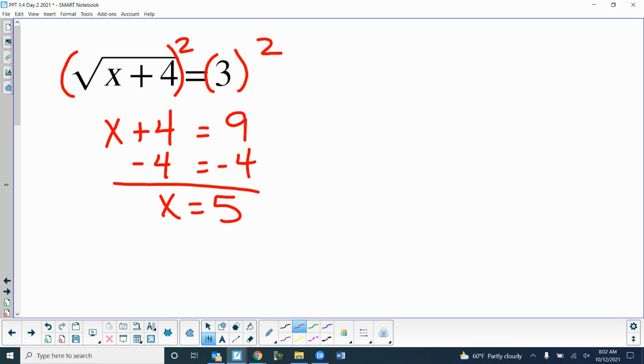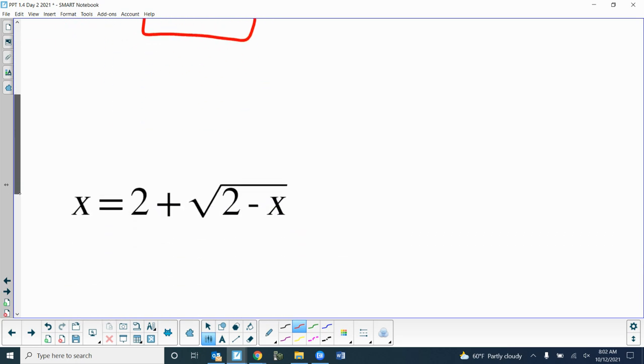So 5 plus 4 is okay, right? That's 9 under there. Now what is the square root of 9? 3, so it works, right? Questions on that? Easy stuff, right?